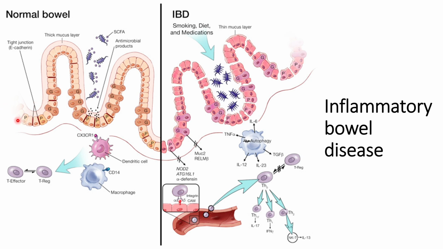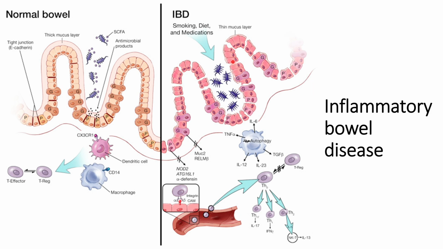In the case of the normal bowel, we can see that there is a thick mucus layer, and short chain fatty acids are produced that help in the production of antimicrobial products. Whereas in inflammatory bowel disease, because of environmental conditions, the short chain fatty acids get reduced, and the antimicrobial products also get affected, whereas pro-microbial products get formed, and the mucus layer is thin compared to the normal bowel.